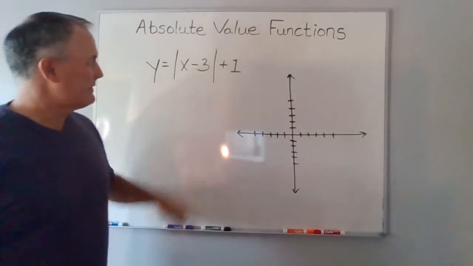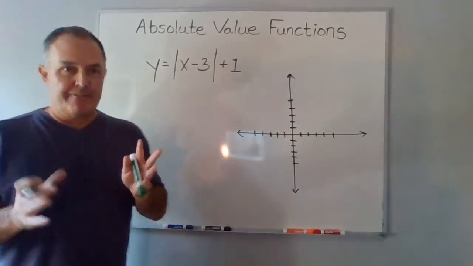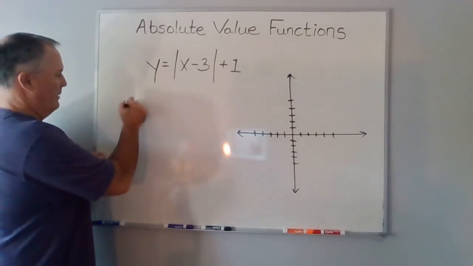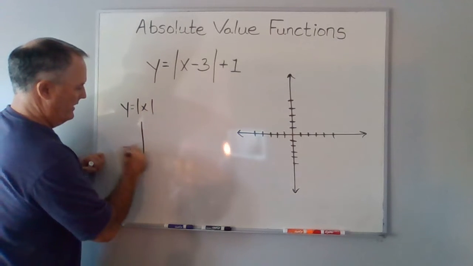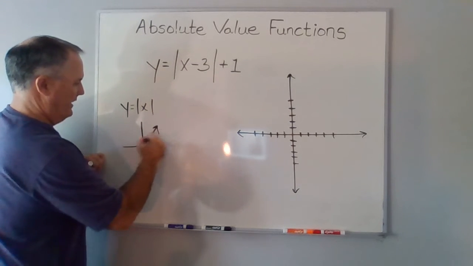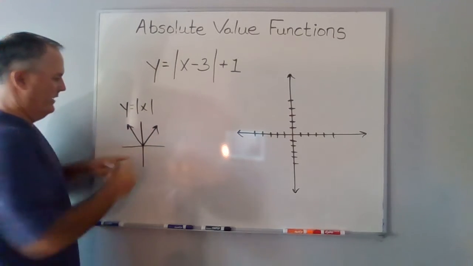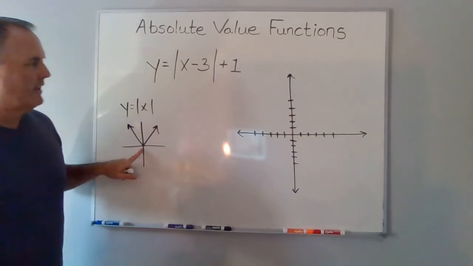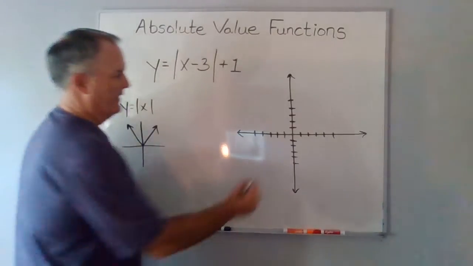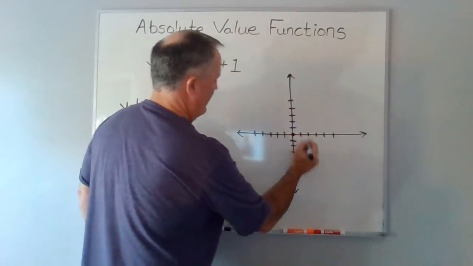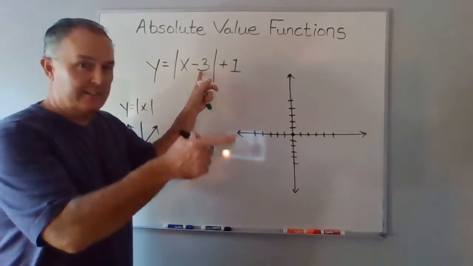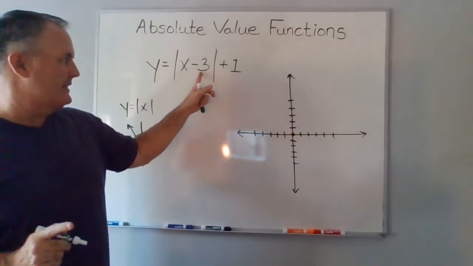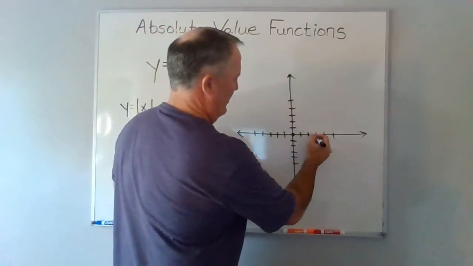Okay. So we know the parent function. Remember this? y equals absolute value of x. The parent function had the absolute value coming up from the origin. So that's our starting point, the origin. Now, we're going to move it 3 spaces to the right. Remember, it's the opposite when it's inside. 1, 2, 3.